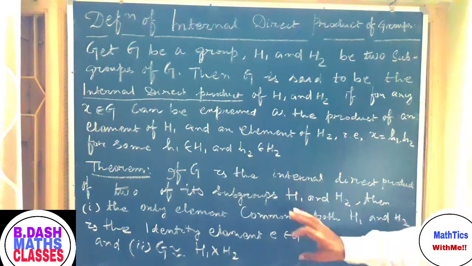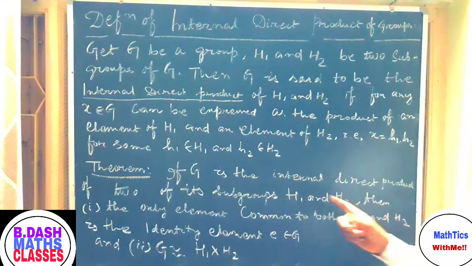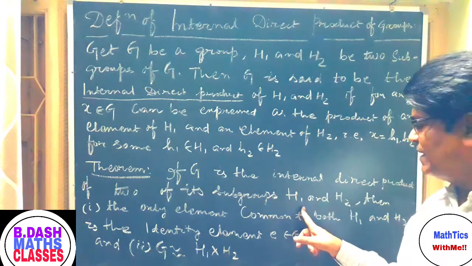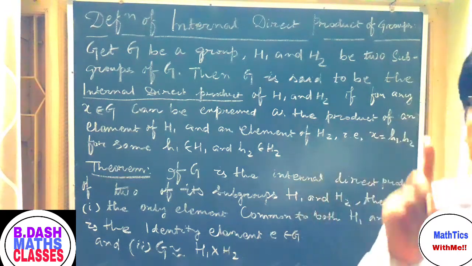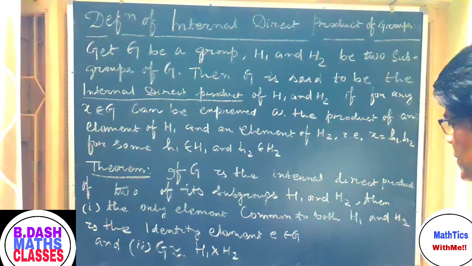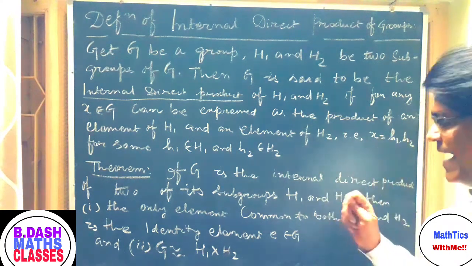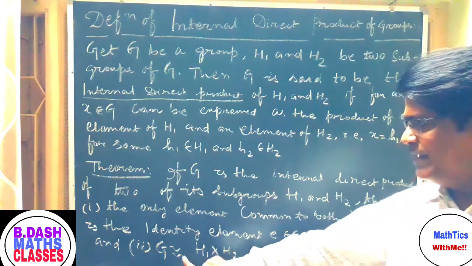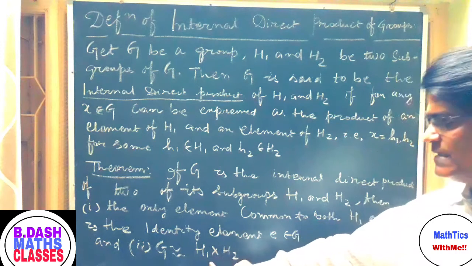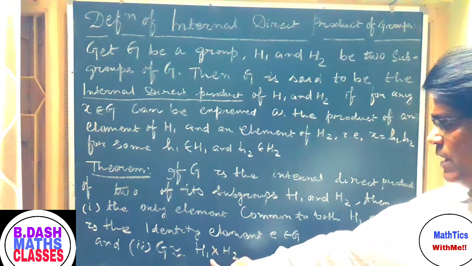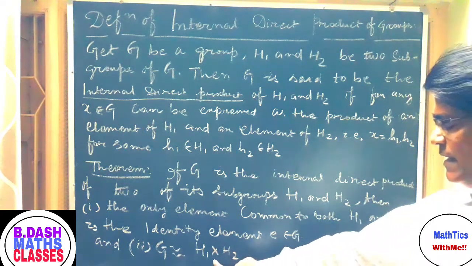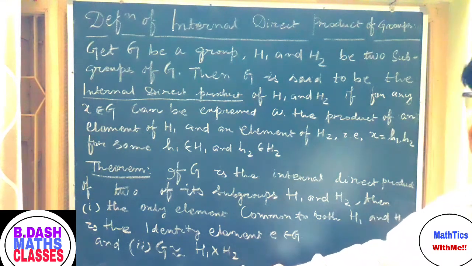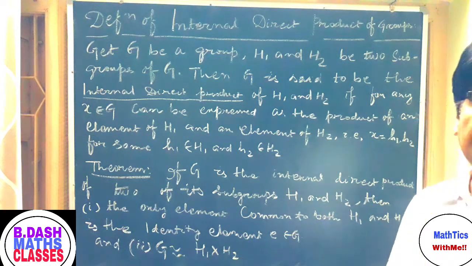In the first part, if G is the internal direct product of two of its subgroups H1 and H2, then we will get only one element that is common to both H1 and H2, and that is the identity element of G. In the second part we have to establish: G must be isomorphic to the product of the subgroups, H1 cross H2. So that we have to establish. So now let us proceed to prove this theorem.